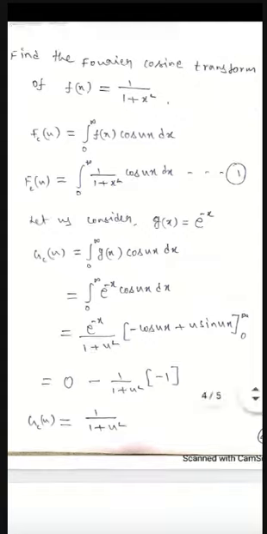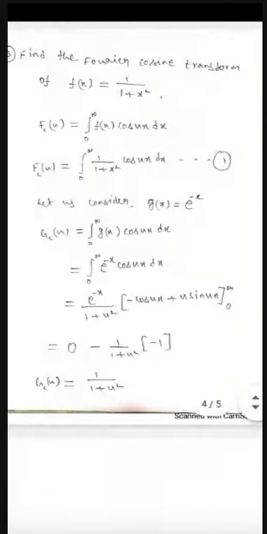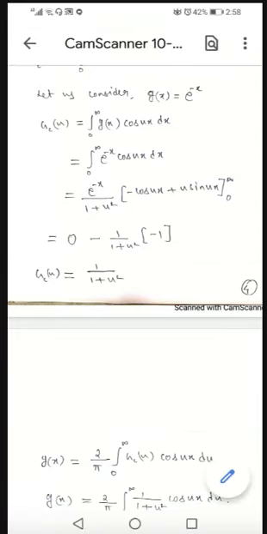Now come to equation 1. We already have g of x from equation 1, g of x is e power minus x. So we got Gc of u. What is that Gc of u? Gc of u is the Fourier transform of g of x, right?